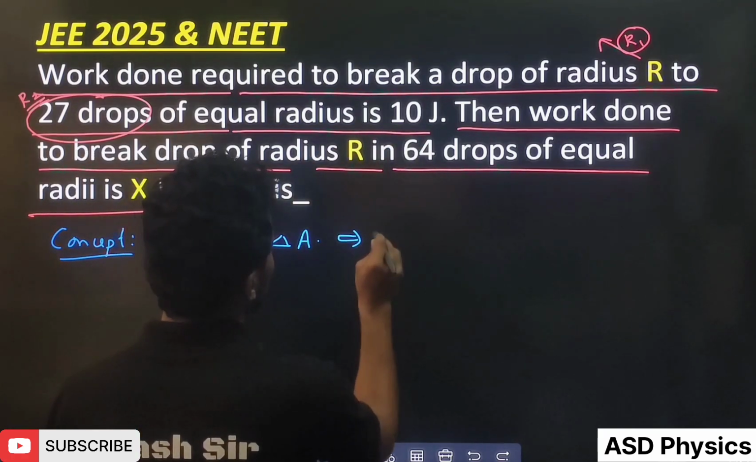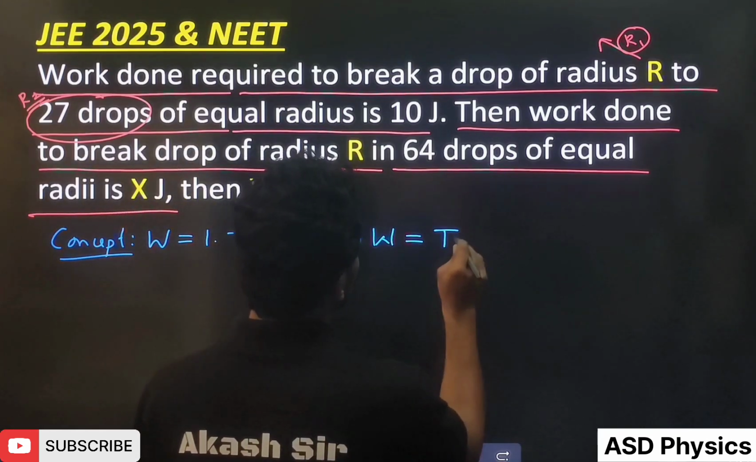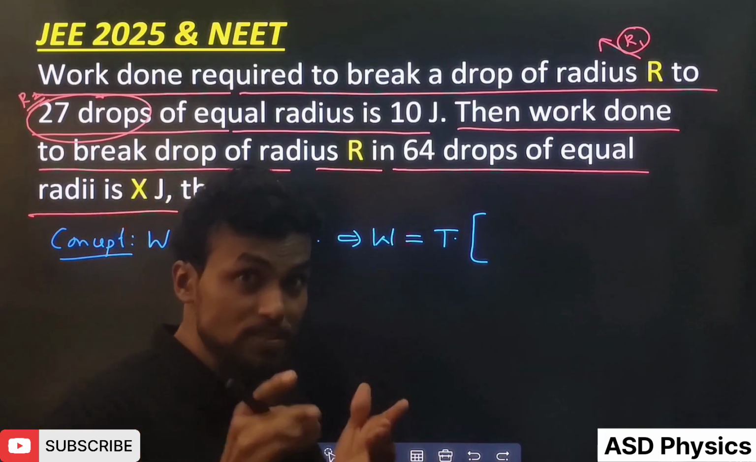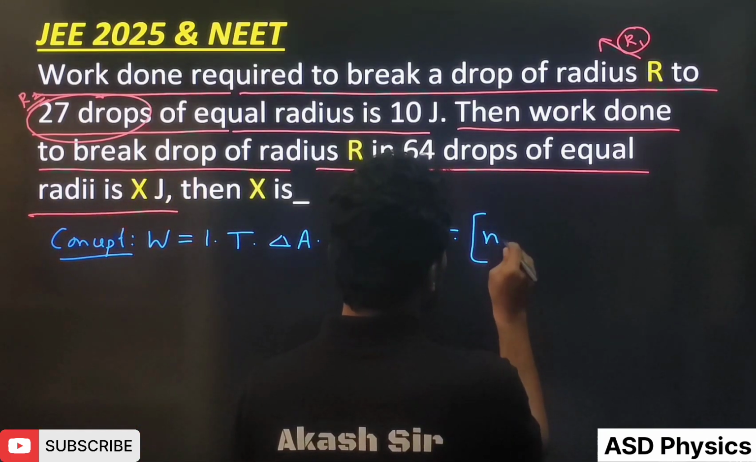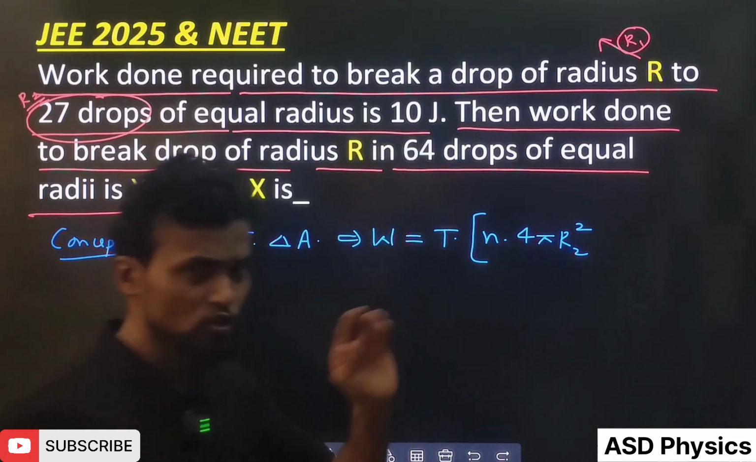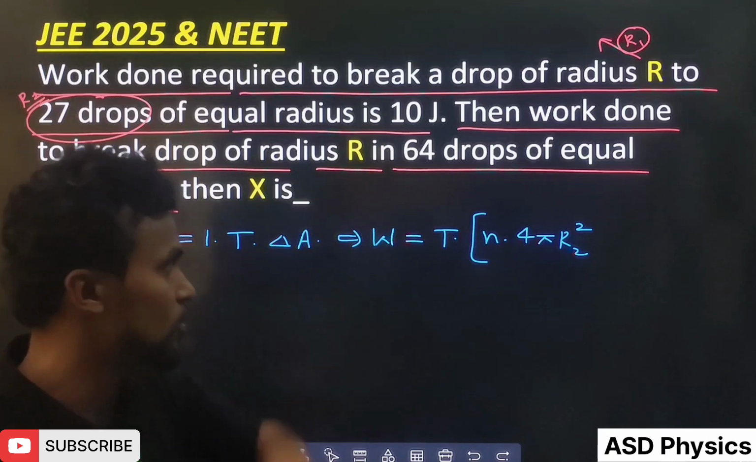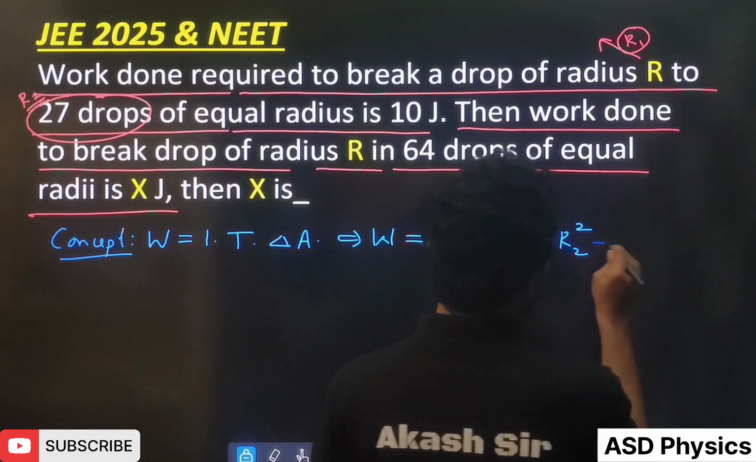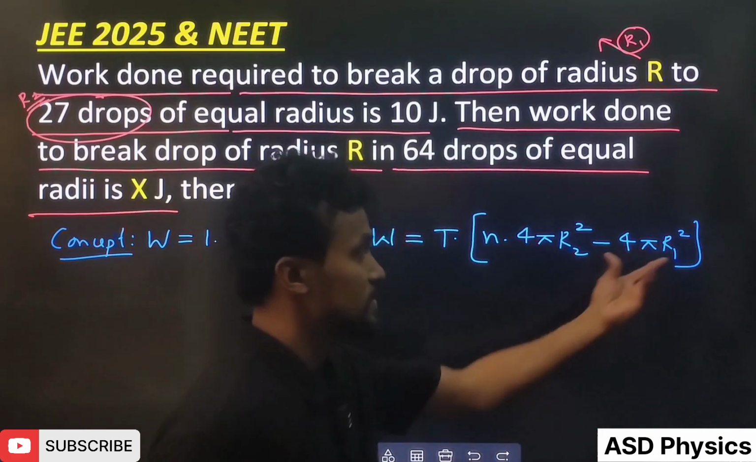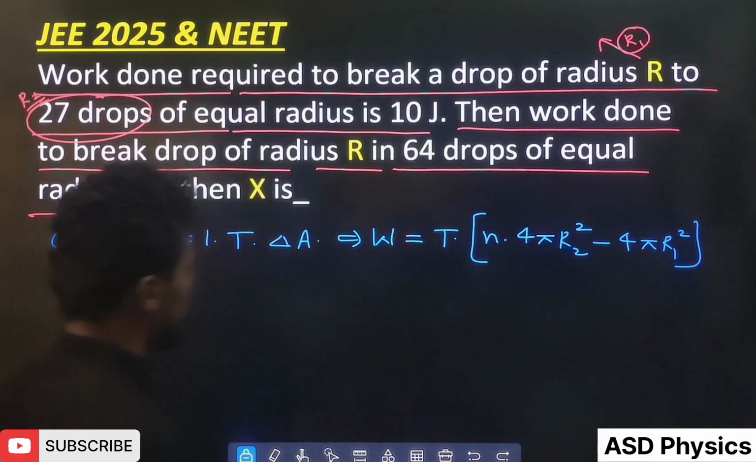Now next, W equal to T into change in area. That means for multiple drops, let's take n drops, it will come as n into 4 pi r2 square, for 27 drops n is 27, for 64 drops n is 64. So we are making a general formula: n into 4 pi r2 square minus 4 pi r1 square. This is the bigger drop and these are so many smaller drops. This formula we have to use.